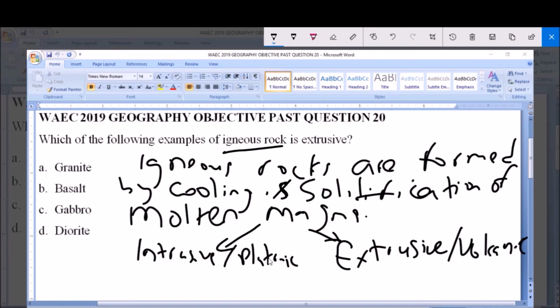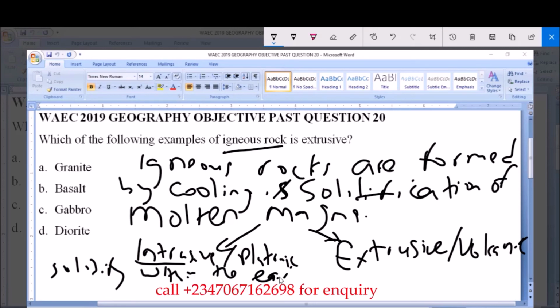Now, intrusive igneous rocks are basically those that solidify within the Earth's crust. That means they do not reach outside, and they only become visible after years of erosion. Examples of intrusive igneous rocks are diorite and gabbro.